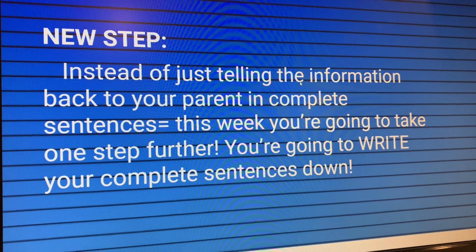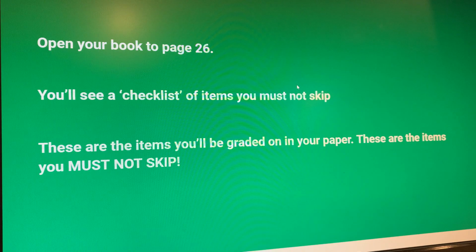Now, the new step for this week is instead of just telling the information back to your parent in complete sentences, this week you're going to take this one step further. You're going to write your complete sentences down. So you're going to open up your book to page 26 now. Go ahead and find that page in your book. On page 26, you're gonna see at the top where it says checklist, Belling the Cat. Now you have 4 items that you're gonna be asked to pay attention to in your writing.